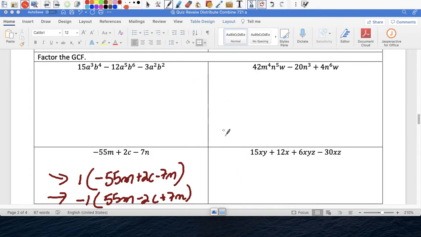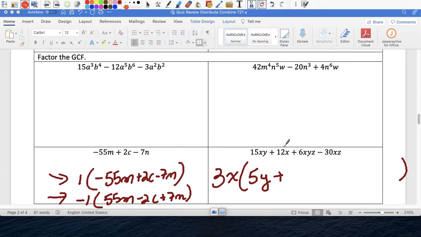The greatest common factor here is 6. They share x's. Yes, everybody has 1 x. They share y's? No, not everybody has y's and z's. So 6x is what they share. 6x times what will give me 15xy? Well, 6, oops, sorry, did I say 6? It should have been 3. So it's 3 times 5. And I need to get xy, so I need to add a y there. 3 times 5 is 15, and x times xy is xy. Good.